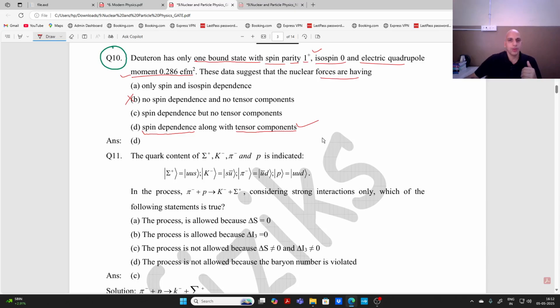So, these two options are straight away dropped. No spin dependence, only spin and isospin, because they are not talking about the tensor, right? These are dropped, right? And this is also no tensor, dropped. So this is the correct answer, right?